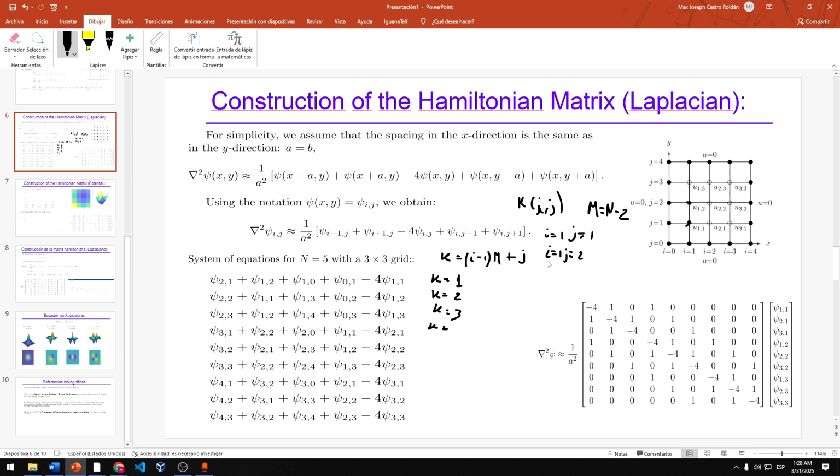Ahora para i igual a 2 va a ser esto 1 por m, que va a ser 3, más j que va a ser igual a 1, va a ser 4. Y así. K va a ser 5 hasta que k sea 9. Ahí va a parar, porque son solo 9 nodos.